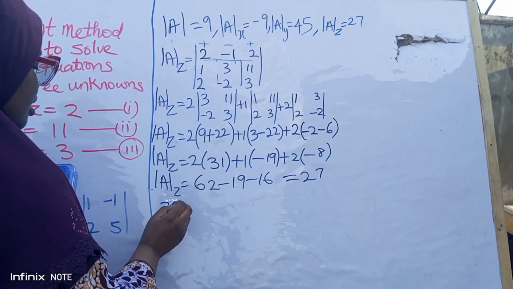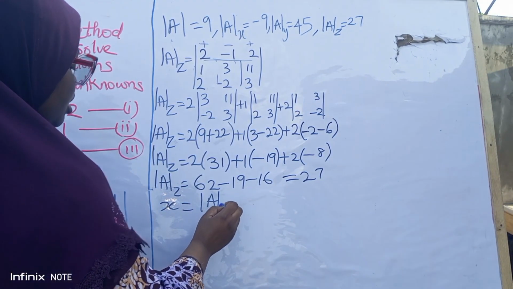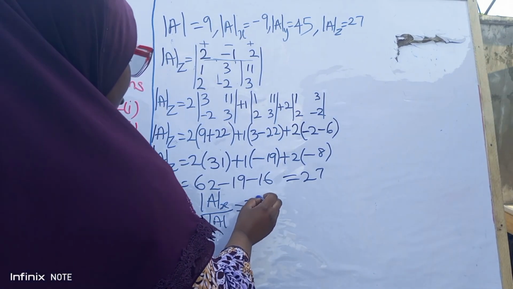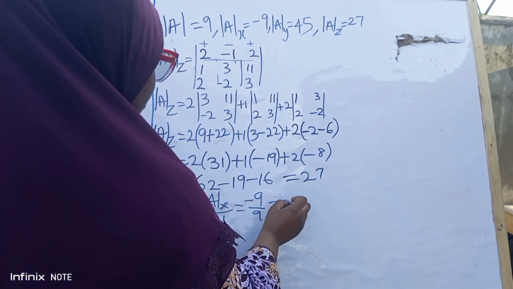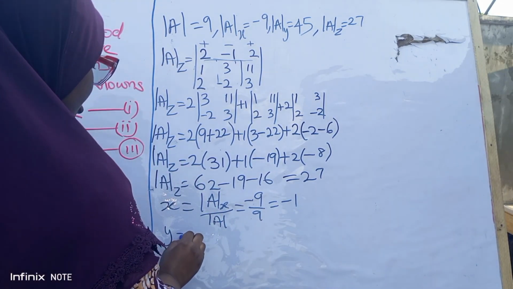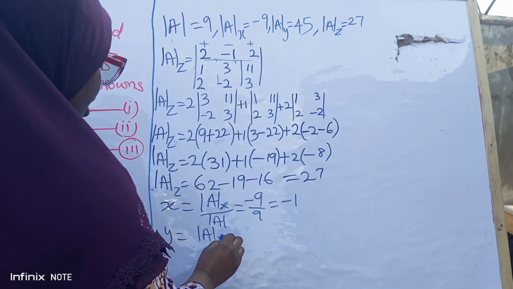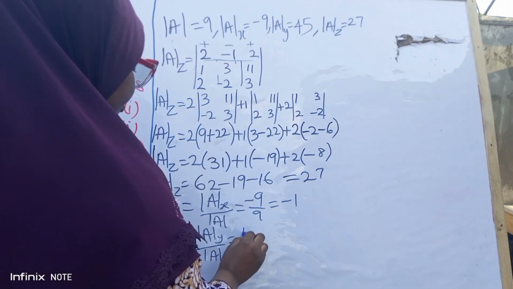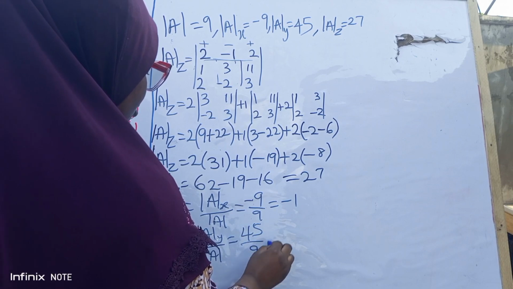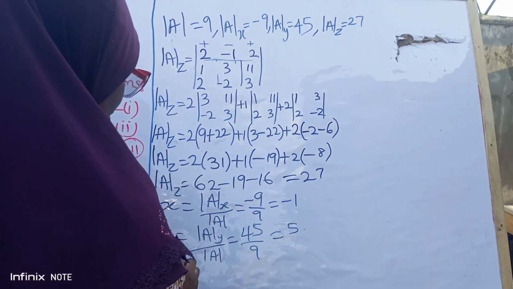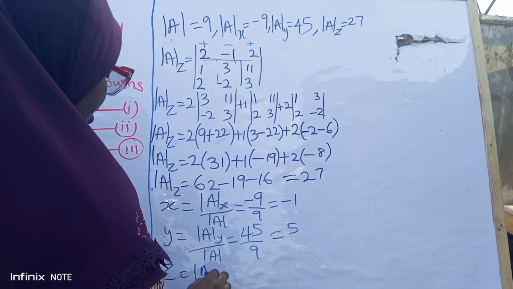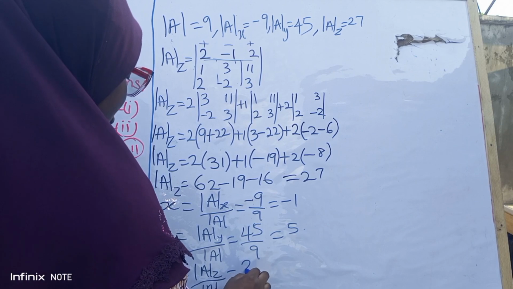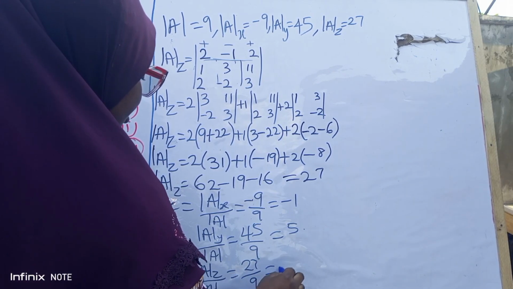So to find x, it will be determinant of A subscript X divided by determinant of A, which is equal to minus 9 divided by 9, and it's equal to minus 1. Y is equal to determinant of A subscript Y divided by determinant of A. It will be what? 45 divided by 9, and that is what? 5. So z will be determinant of A subscript Z divided by determinant of A, will be 27 divided by 9, and that is 3.